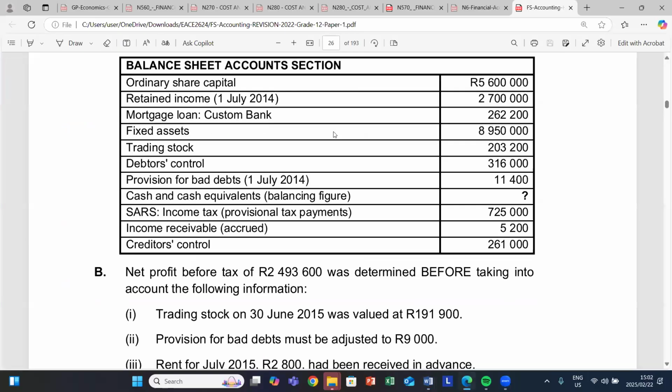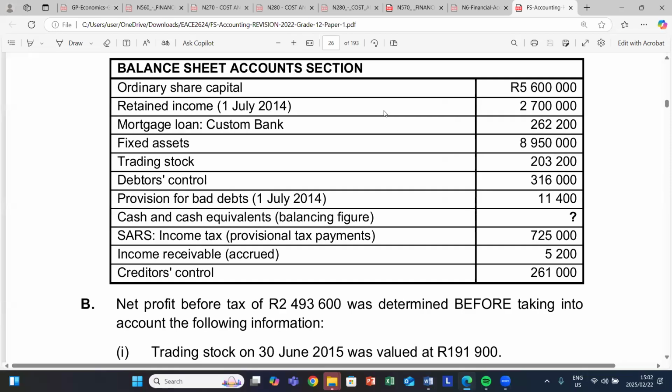Let's check our creditors control. Where's creditors control? Trade and other payables. Please tell me our creditors control amount because I cannot see it here. It is 261,000. Okay.